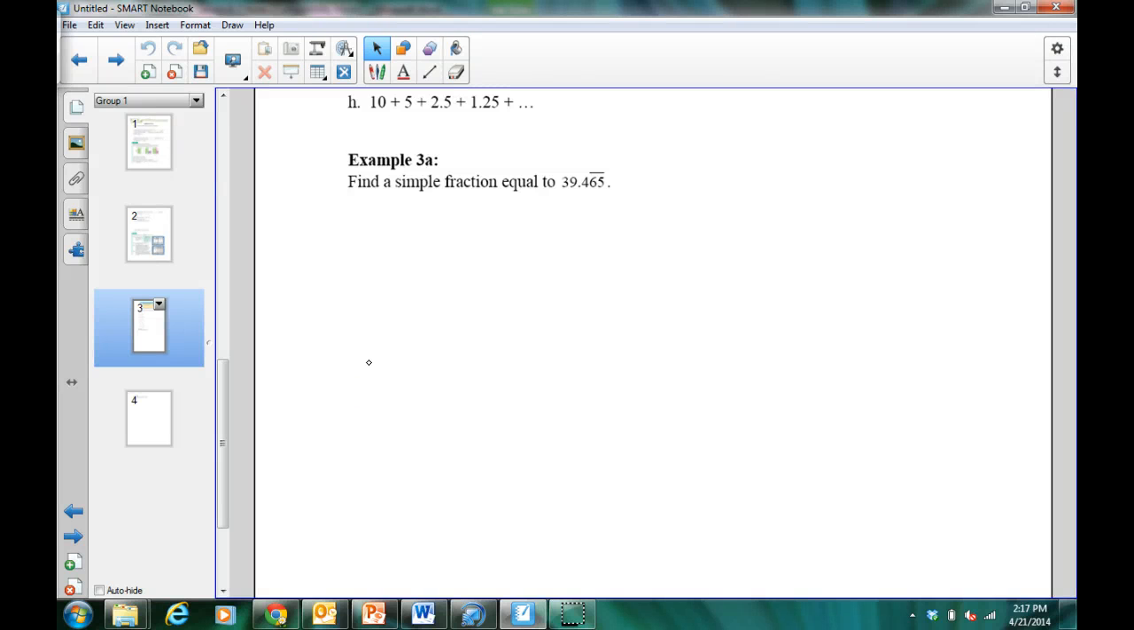Friday we were working on infinite series, and one of the things that we didn't get to was the last page of our notes, and it was talking about finding a simple fraction for a repeating decimal. So I want to go over two problems that are like that here now.